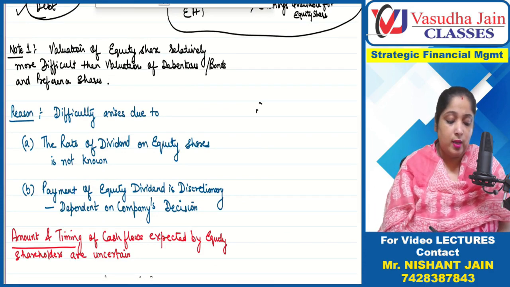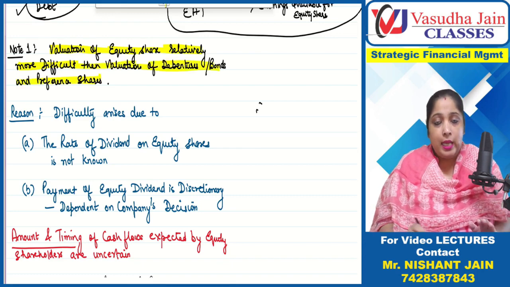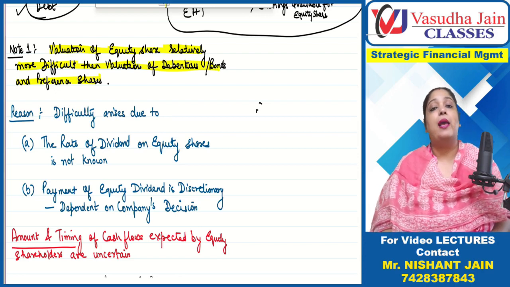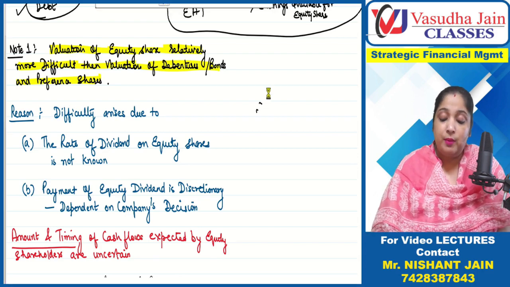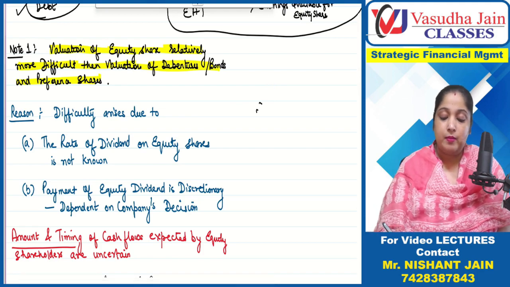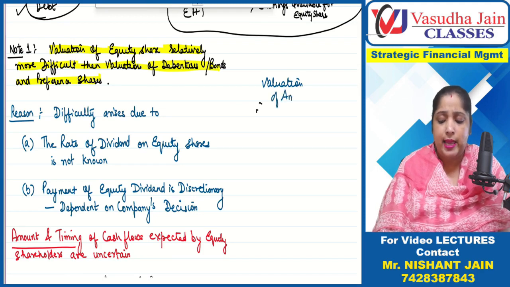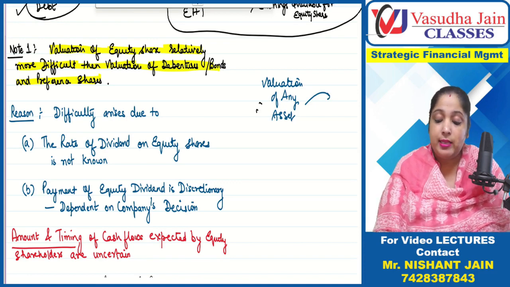Listen, please focus here. Is valuation of equity shares relatively more difficult than valuation of debentures, bonds and preference shares? Answer is yes. Equity shares valuation is more difficult as compared to debentures or bonds valuation. Why? See, all this valuation depends upon 2 things. Basically, valuation of any asset depends upon the benefit that we are going to get in future from this asset, basically what cash inflows we will get.